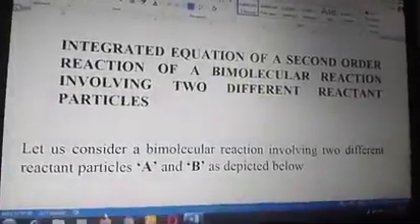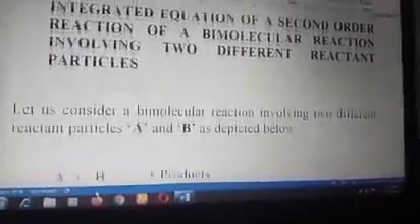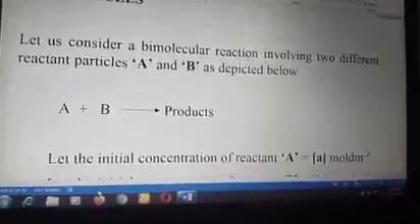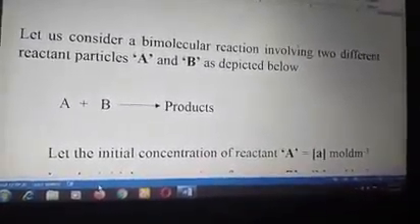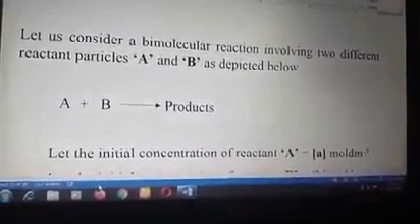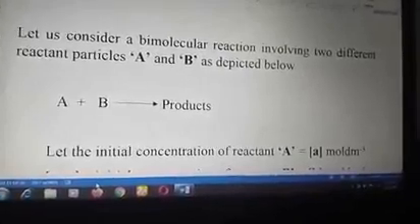So let's go ahead. Let us consider a bimolecular reaction involving two different reactants A and B as depicted below. We have A plus B giving us product, where A and B are different reactants. So you look at this situation. This is a bimolecular reaction involving two different reactants.